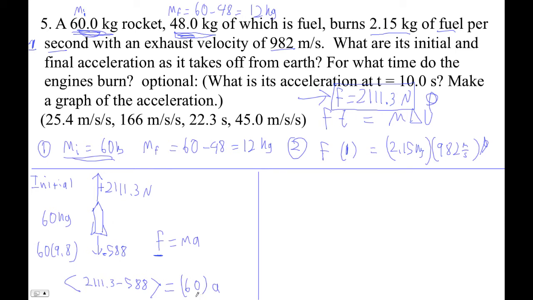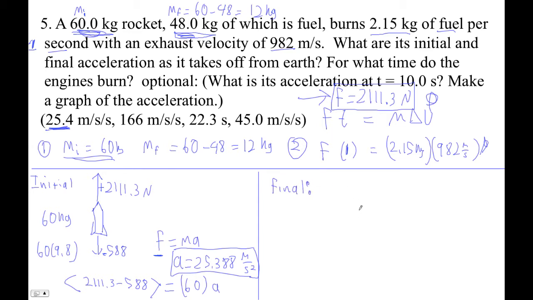So 2111.3 minus 588. I get that answer. That's 1523.3 divided by 60. And I get 25.388. So that's my initial acceleration, or 25.4 roughly. So now let's do the final acceleration.